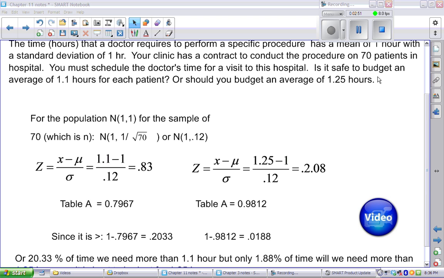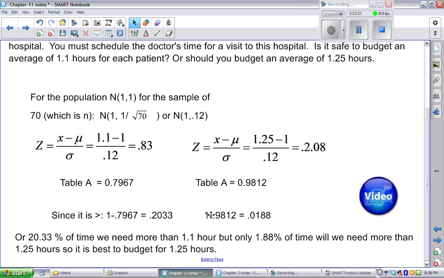So what should you budget? Should you budget 1.1 hours, or should you budget 1.25 hours? Based on these results, I would recommend budgeting 1.25 hours because you're only going to go over about 1.9% of the time. If you only budget 1.1 hours, you're going to go over that time limit 20% of the time. So you're taking a pretty big risk in saying that the doctor can see all those patients in that amount of time.